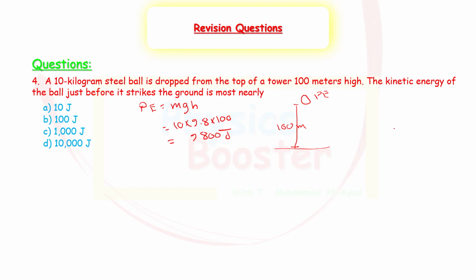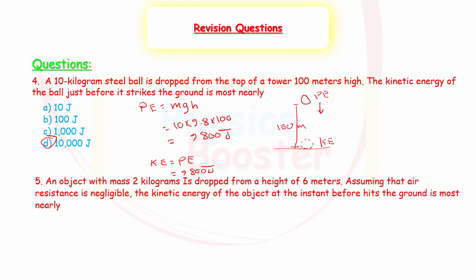It's asking me to find the kinetic energy of the ball. Well, we know that the object is falling down. Since it's falling down, it's losing its potential energy and it's gaining kinetic energy. So just before the object touches the ground, all the potential energy would transform into kinetic energy. So it's safe to say that the kinetic energy will be equal to the potential energy at the beginning. So we can say that the kinetic energy is equal to 9,800 joules. So let's see our choices. And the closest answer is D.